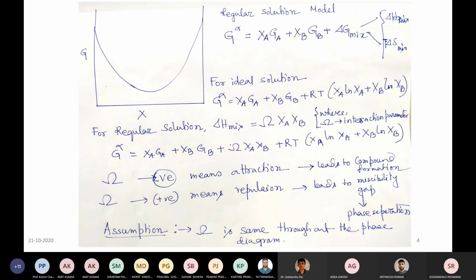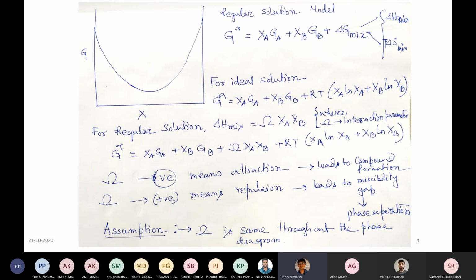Now, for exothermic solutions, what will happen? Del H mix will be less than 0, and so mixing leads to a free energy decrease at all temperatures. And when del H mix is greater than 0, the situation becomes more complicated, because then you have to find out the comparative role of T del S mix as well as del H mix. So this is the scenario. Then things are complicated. So we'll understand slowly in today's class regarding that.